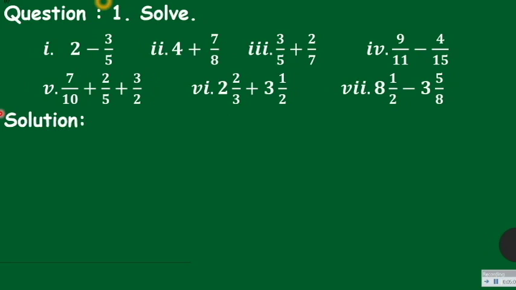Let's start with the first question: 2 minus 3 upon 5. How do we solve this question? This is a very simple question. Here we need to do only one thing: multiply the denominator of the fraction with the whole number. What I said? Multiply the denominator of the fraction with the whole number. I mean to say that we will multiply 5 with 2, and whatever answer we get, we will subtract 3 from it. Let's see the solution, how we will solve it.